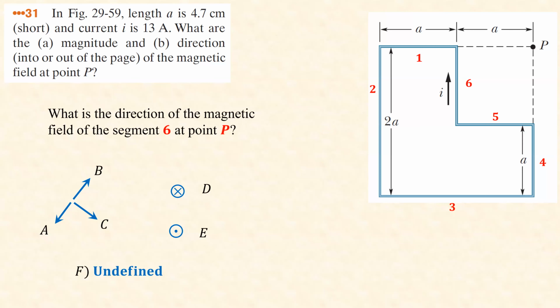So 2 and 3 create a field that is out of the page. 5 and 6 create a field that's into the page, and 1 and 4 create no field at that point. So basically, if you want to find the net magnetic field here, you should add these two and then add these two and then subtract the results, right? So there are 2 into the page and 2 out of the page.